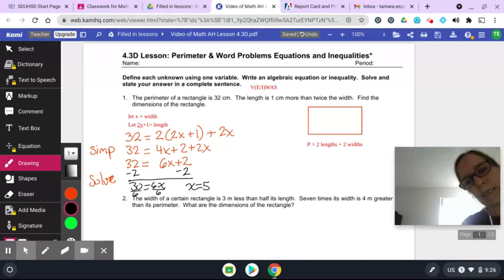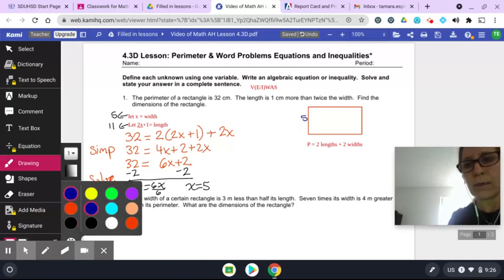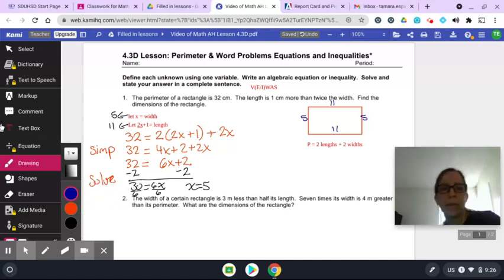And I go, what does x represent? It represents my width. So this is 5. And for this one I have to go 2 times 5 plus 1. That's 11. And then I'm going to check to make sure I'm not crazy. My width is 5 and my length is 11. It doesn't matter which one you call width and which you call length. Let's see, does it add to 32? 5 plus 11 is 16. And 16 times 2 is 32. So woohoo. I know I did it right.